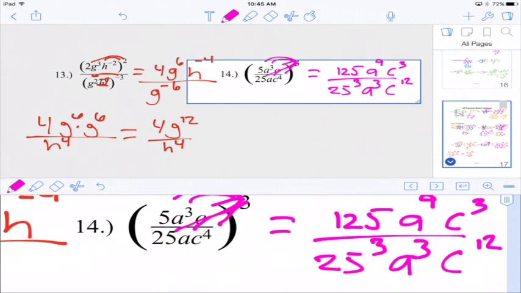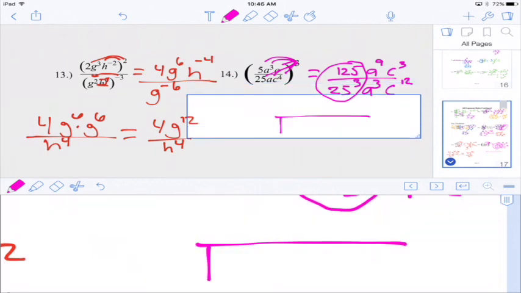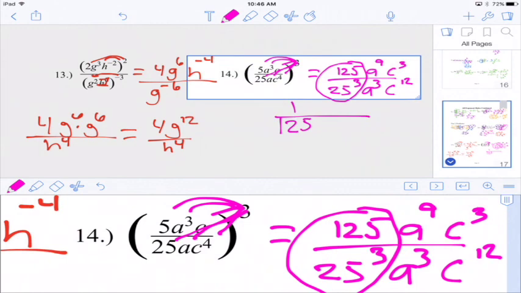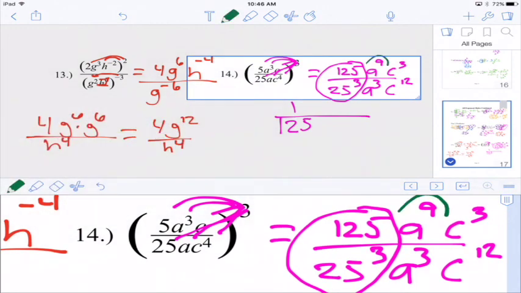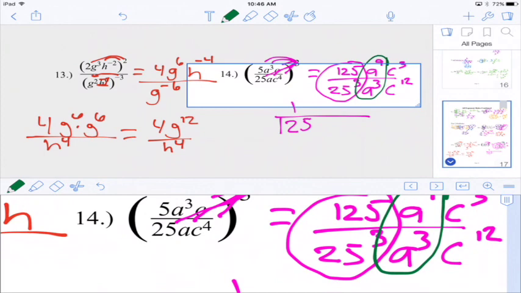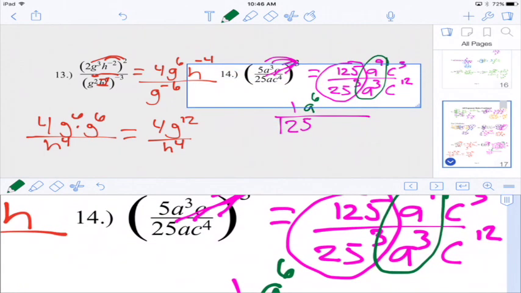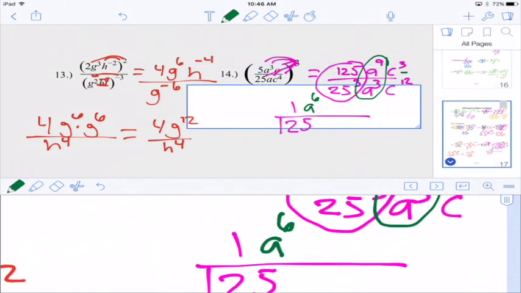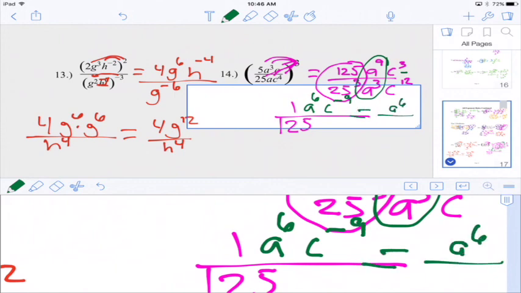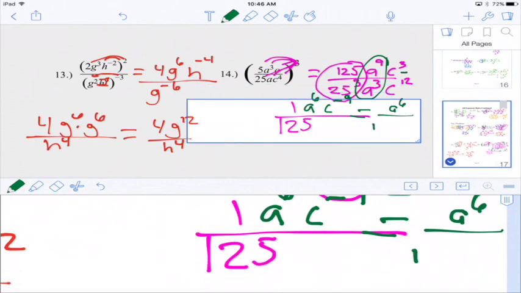Now I can clean this up. 125 over 25 cubed, I can simplify to 1 over 125. My a to the 9th divided by a cubed, well, that's division, so I subtract exponents, so a to the 6th. And c, same thing, I subtract 3 minus 12, c to the negative 9th. So all of this equals a to the 6th. My negative 9 goes down to the denominator, 125 c to the 9th.